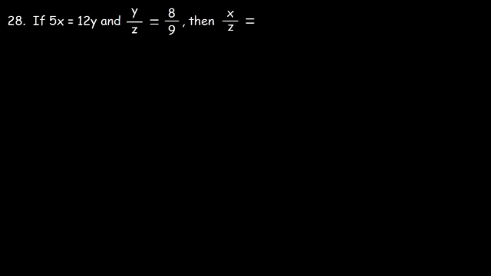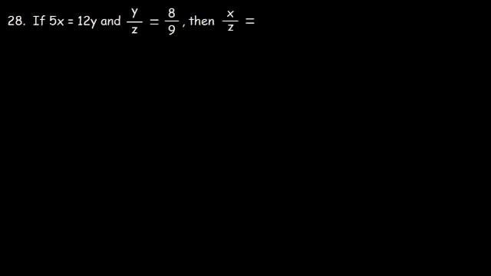28. If 5x is equal to 12y, and y over z is equal to 8 over 9, then x over z is equal to... So how can we do this problem? Well, what we need to do is we need to rearrange some variables. So we need an equation that has only x and z. So we need to remove y out of the equation.